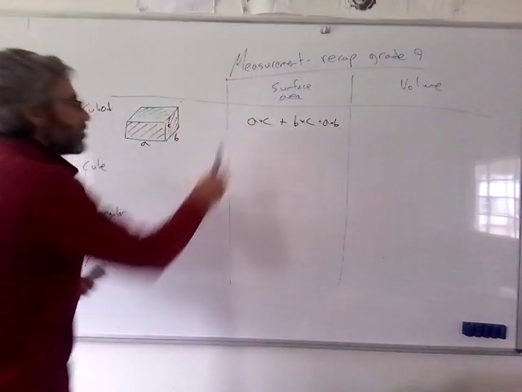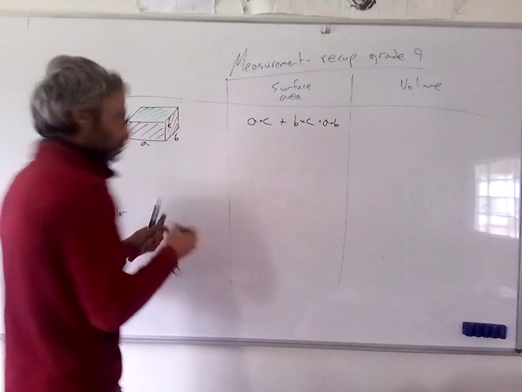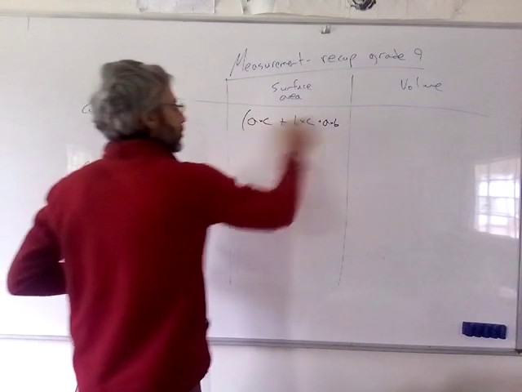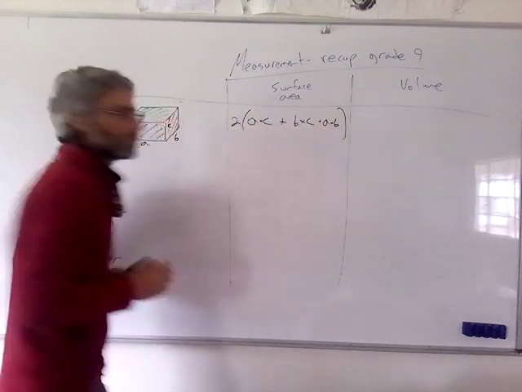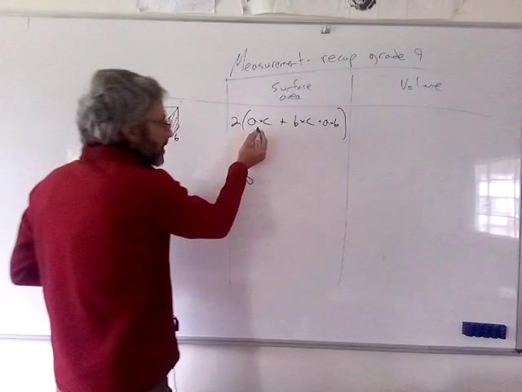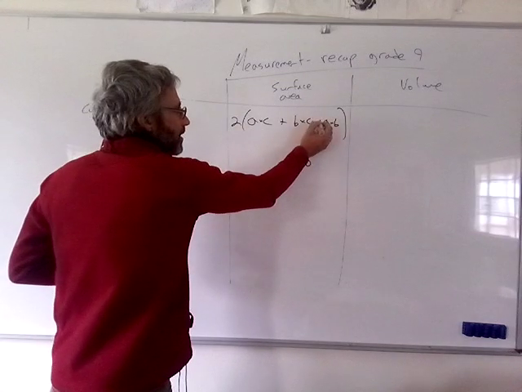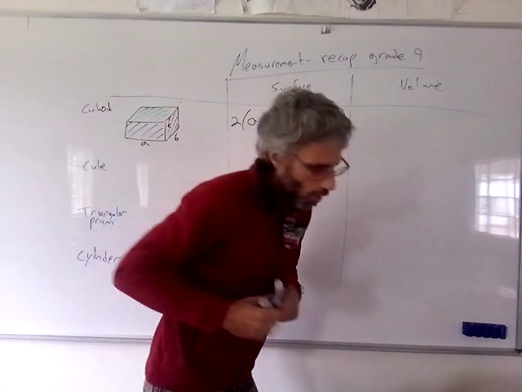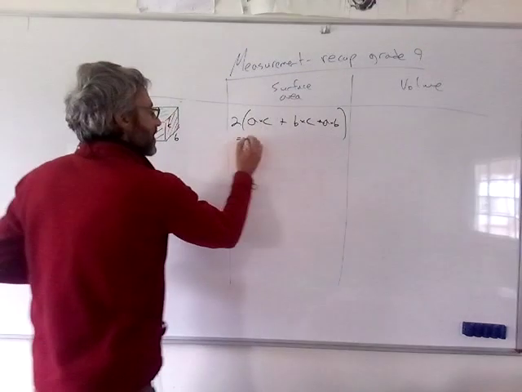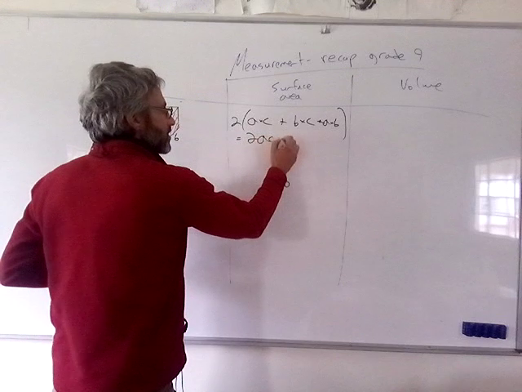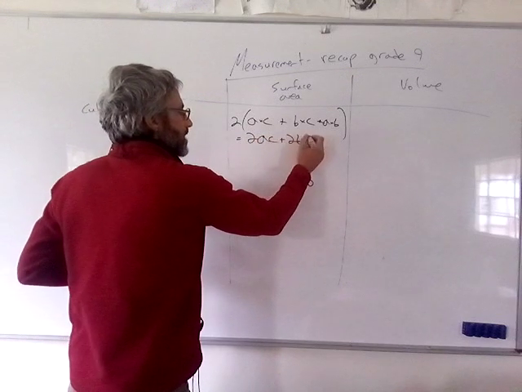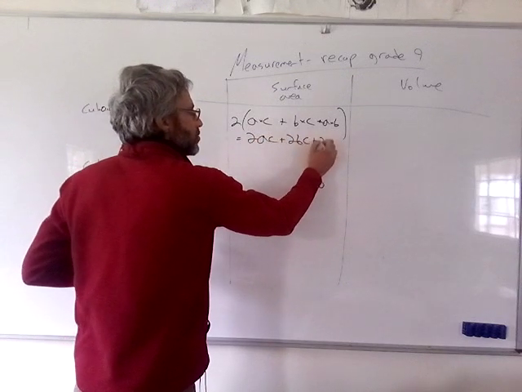So we really need to have 2 of those plus 2 of those plus 2 of those. So what I can do is put brackets here and times it by 2. Or I can write 2 times AC plus 2 times BC plus 2 times AD. Okay? So that's the surface area of a rectangular prism. I'll write it down as well, because that's what they write in the book. 2 times AC plus 2 times BC plus 2 times AD.